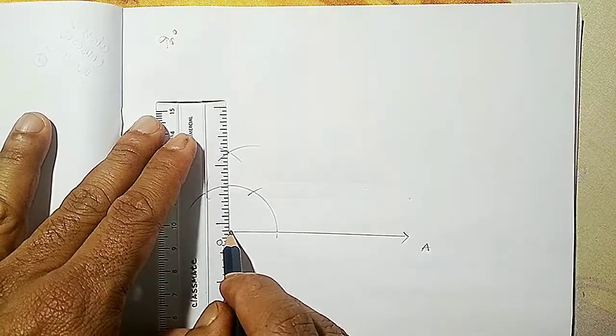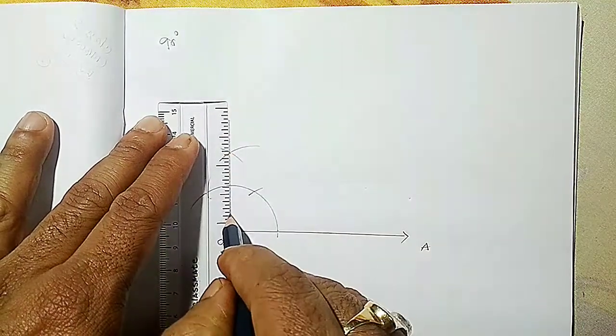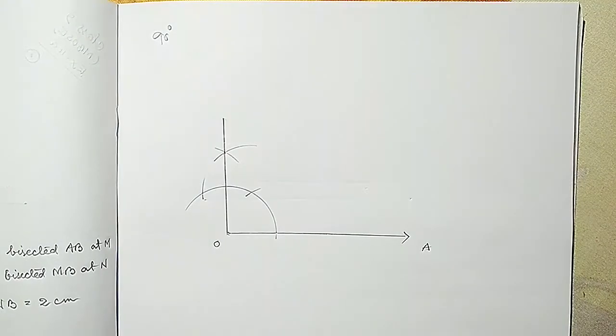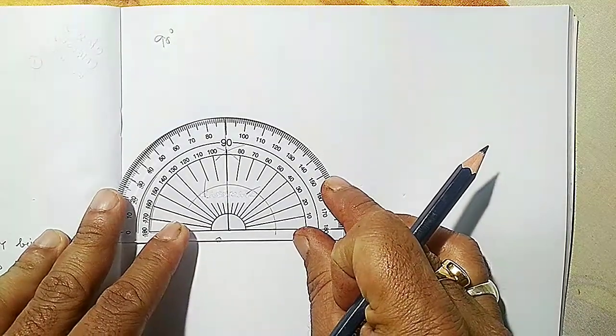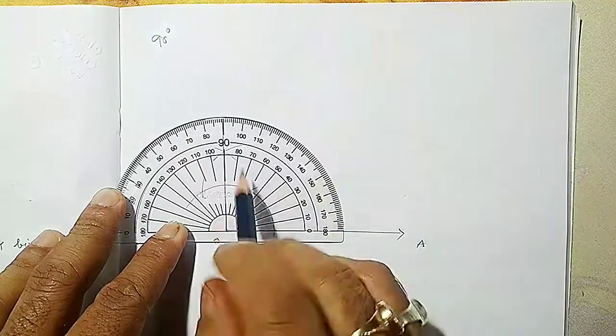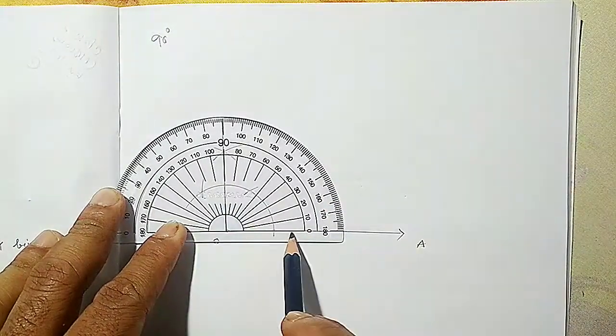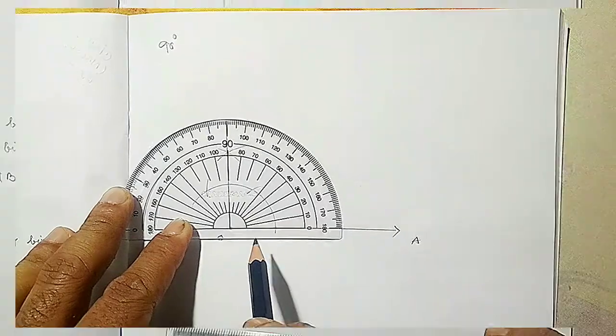So if I join, I am going to get a line. Now if I measure with a protractor, I will get it is exactly 90 degree. Clear? Just see, the line is matching. That means the angle that I have drawn is 90 degree.